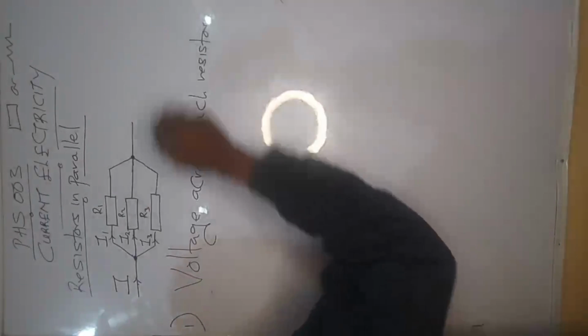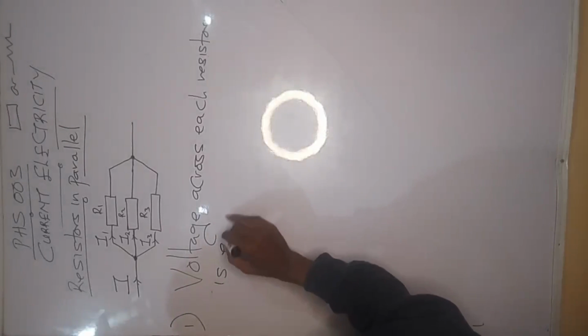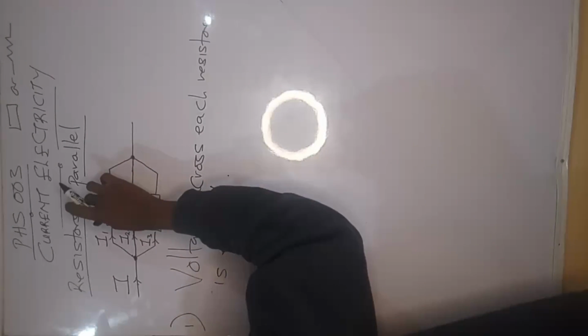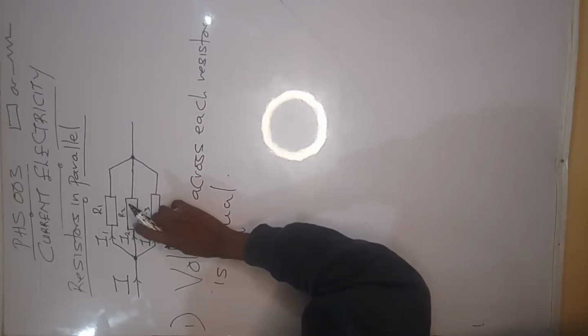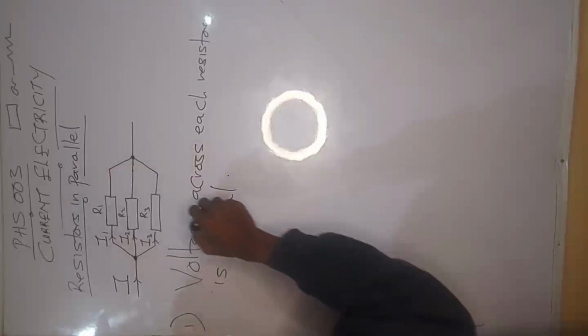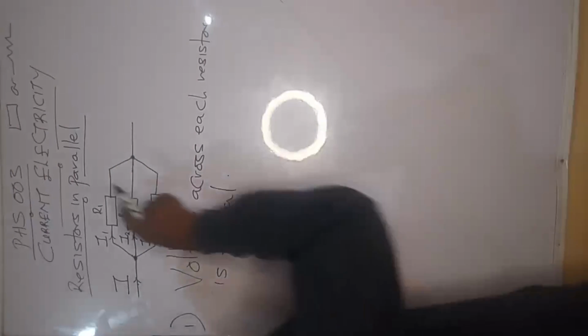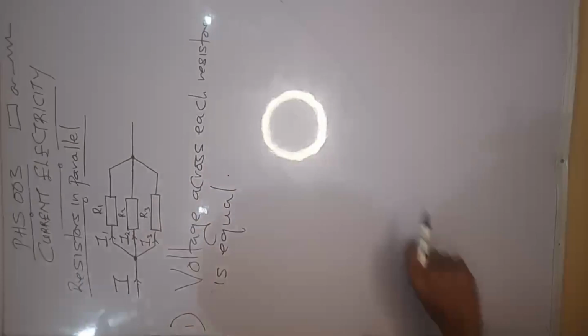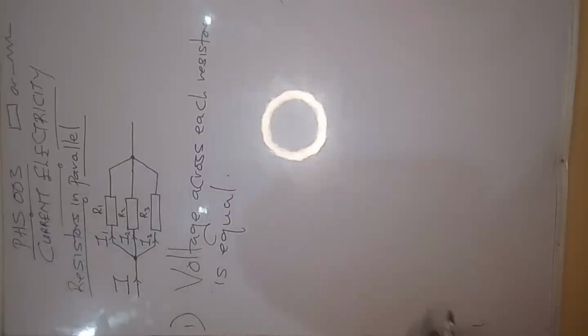For each resistor, the voltage is equal. So the voltage here is equal to the voltage here and equal to the voltage here. It's not like V1, V2, V3 because they are equal. We call it V. The voltage here is V, the one here is V, the one here is V. Are we together, please?